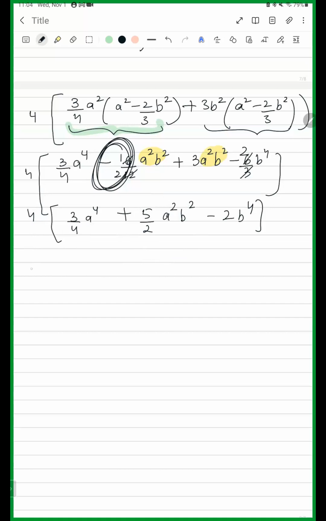Let's just do it like this: 4 into 3 by 4, a to the power 4, plus 4 into 5 by 2, a square b square, minus 4 twos are 8, b to the power 4. So this 4 gets cancelled, 2 twos are 4 over here. So here we are left with 3a to the power 4 plus, now what is 2 fives? 10. 10a square b square minus 8b to the power 4. This is the answer.